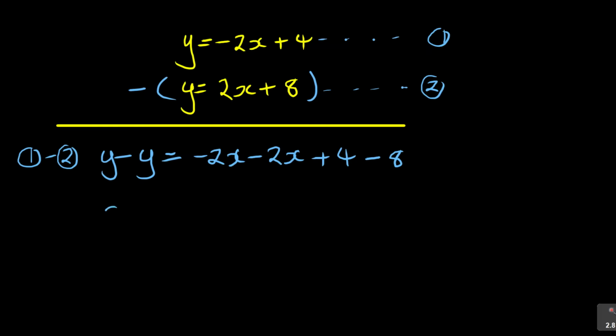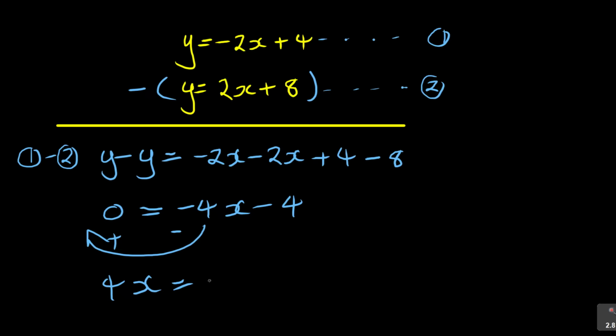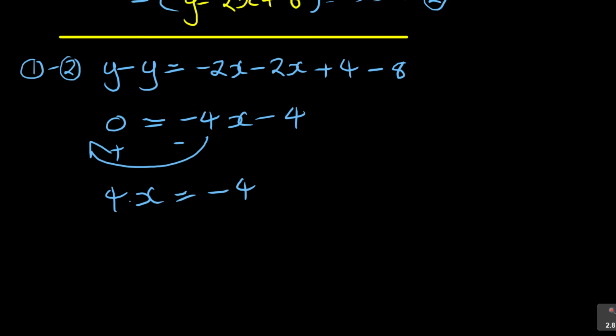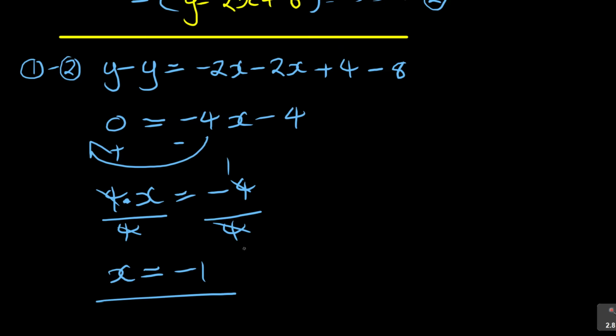So what is y minus y? It's 0. -2x minus 2x is -4x, and 4 minus 8 is -4. So how do you solve this? It's 0 is equal to -4x plus 4. Take this -4x to this side, from negative to positive, so it will be 4x is equal to 4. Now 4x is 4 times x. To get rid of that 4, you divide both sides. Therefore x, 4 into -4 is -1. There it is. That's the first one.